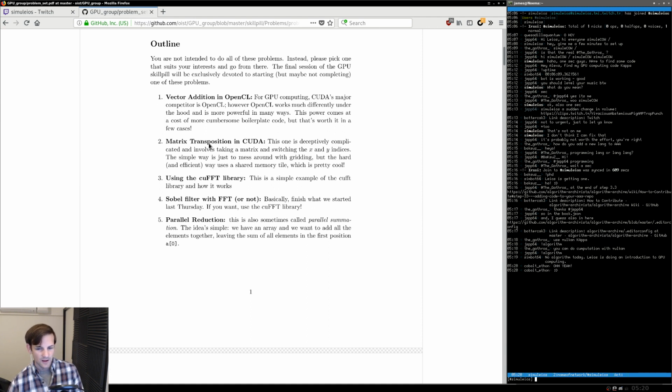Matrix transposition is actually a pain in the butt for a number of reasons. Not necessarily to do a basic transpose. Basic transposes can be done pretty straightforwardly. But to do the transposition efficiently with CUDA, it is a pain in the butt.